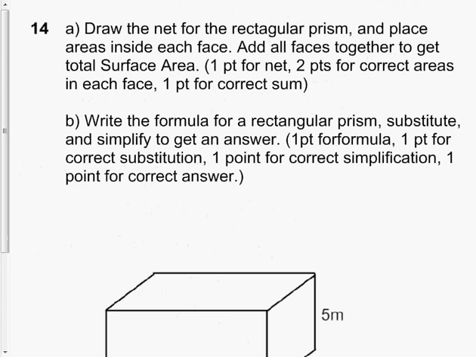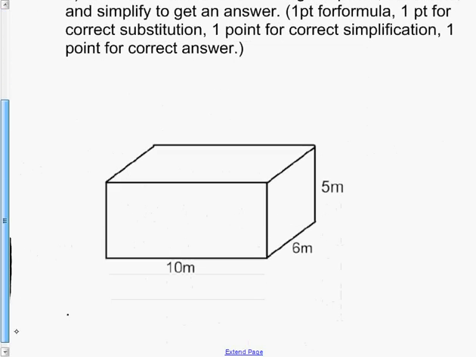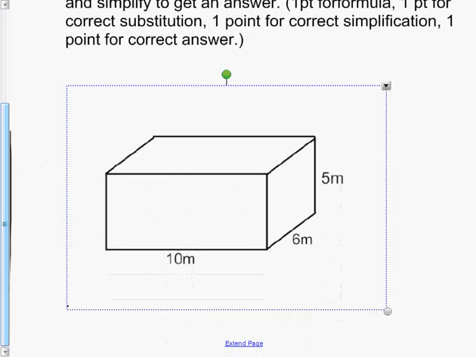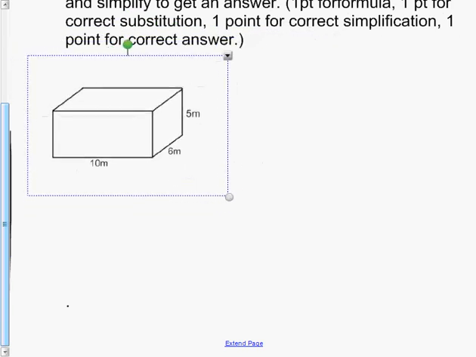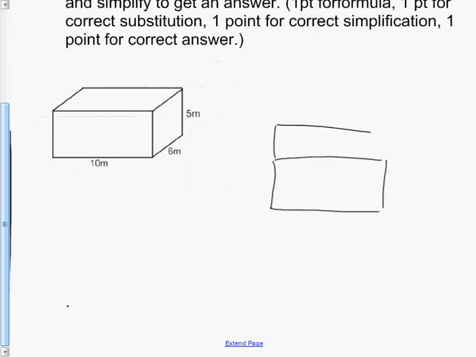And the last one of our questions is a rectangular prism. It says draw a net for this particular one. So I'm going to actually shrink this one down. This is quite big on my board here. So there it is. I'm going to draw my net. Now when you draw your net, remember a rectangular prism has 6 faces. So I'm going to make them like this.